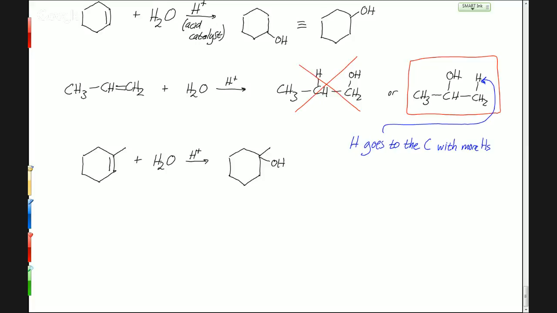Because the other way of saying the hydrogen goes to the carbon with more hydrogens is to say that the OH goes to the carbon with more carbons attached. So like this carbon has 3 carbons attached. This one just has 2. And so the OH goes where there's already a lot of other connections. And that's sometimes easier to see when you're looking at the line structure.